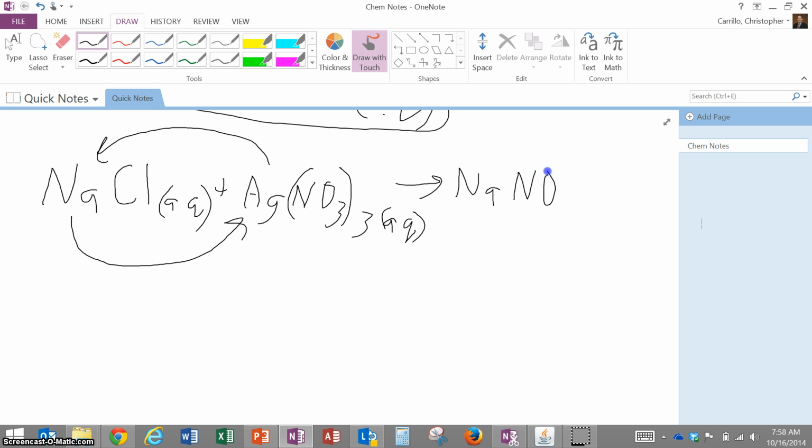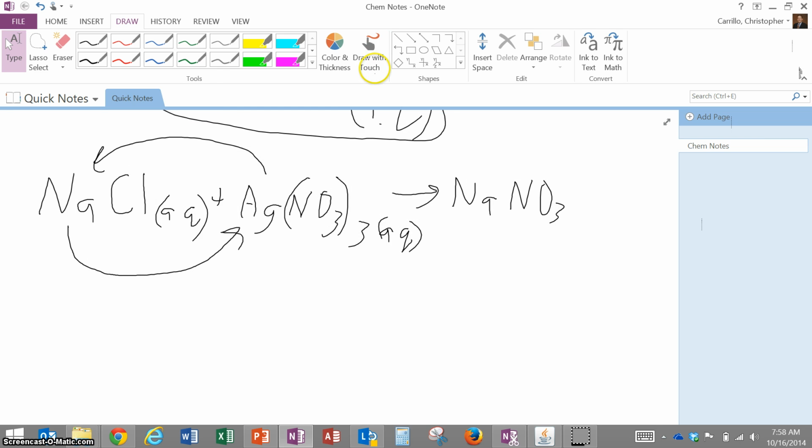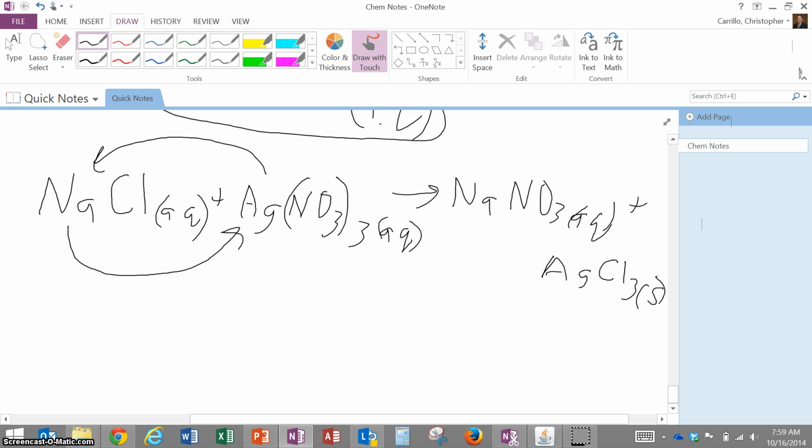sodium nitrate. This is part of your nomenclature now, but we can see that it's only one sodium cation because it's a +1, and a nitrate is a -1, so it looks like that. I look on my solubility table, and I know that it's aqueous, plus silver chloride. Again, if I look on my solubility table, I can see that silver chloride is insoluble. So I'm going to write that and make it a solid.